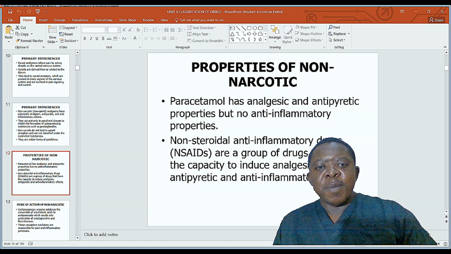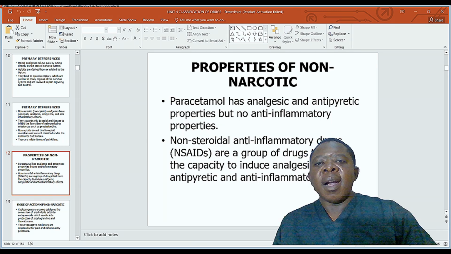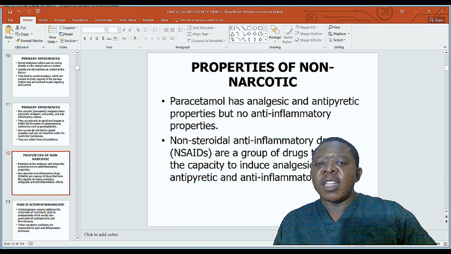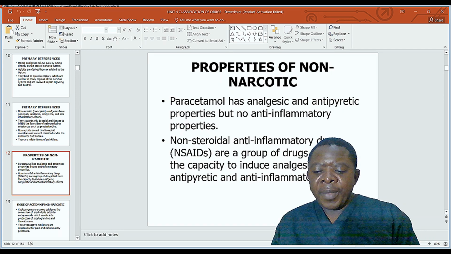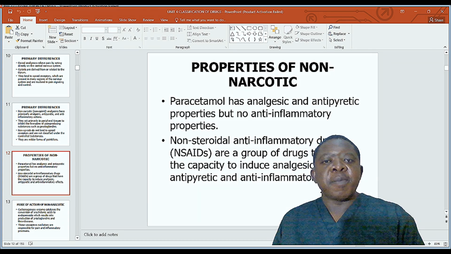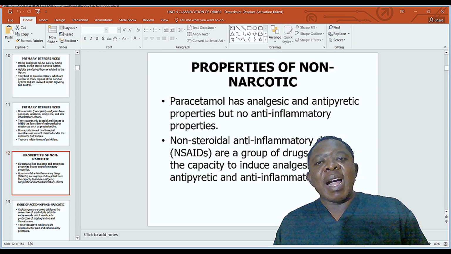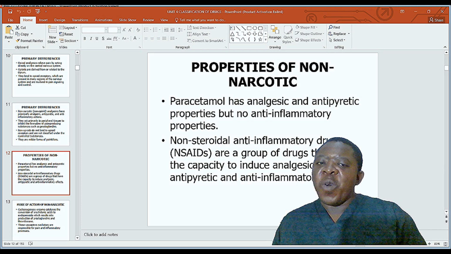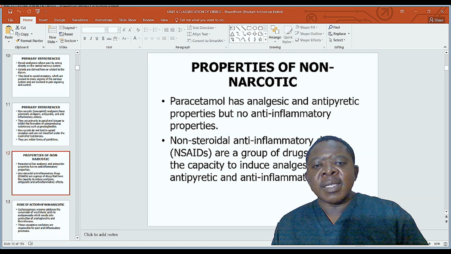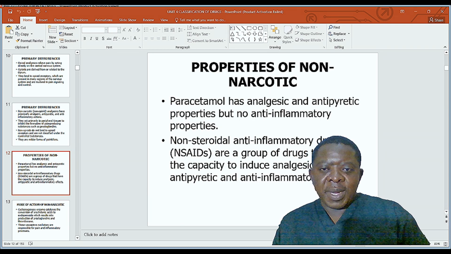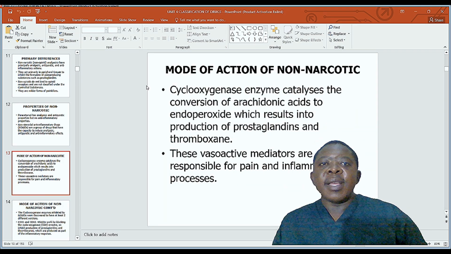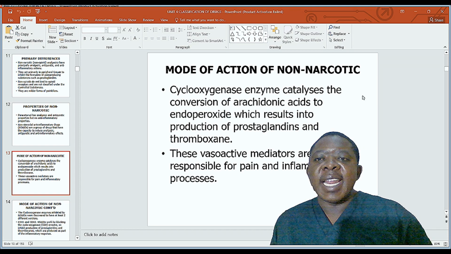Non-steroidal anti-inflammatory drugs, NSAIDs, are a group of drugs that have the capacity to induce analgesic, antipyretic, and anti-inflammatory effect. Please kindly note that paracetamol does not have anti-inflammatory properties. But when you're talking of non-steroidal anti-inflammatory drugs, most of them, if not all of them, have antipyretic, anti-inflammatory, and analgesic effect. Now the mode of action of non-narcotics.